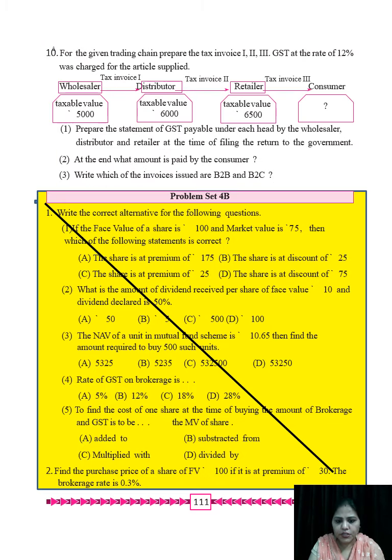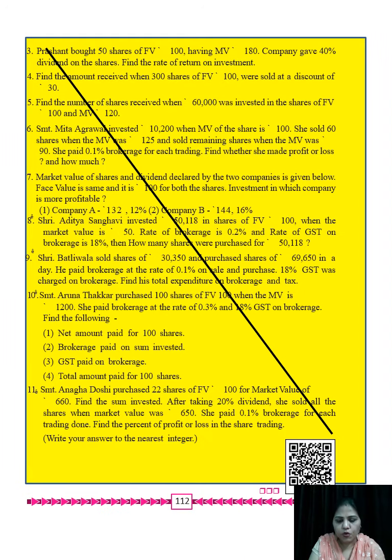Then come to page number 111, problem set 4B. Problem set 4B is not there. Two problem sets were there. 4B is cancelled now. You only have one problem set, that is 4A. 112, page number 112. Cancel the whole.